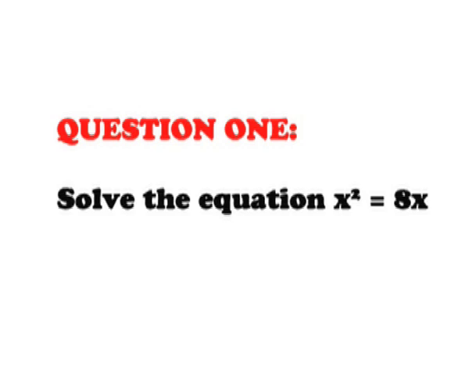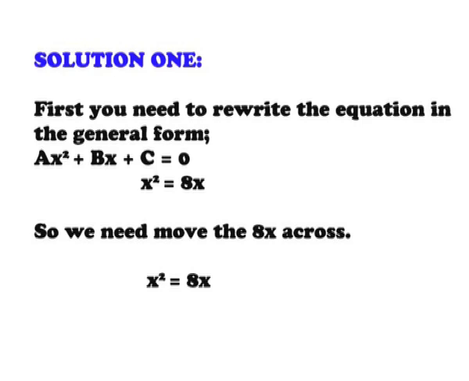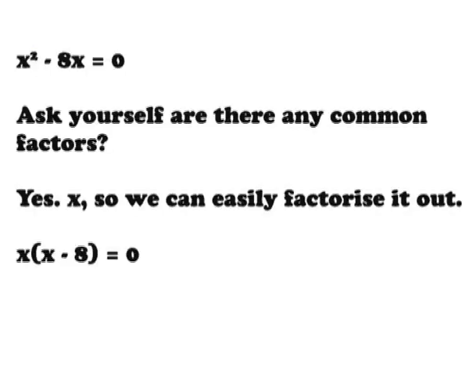Let's take a typical quadratic question. Question 1. Solve the equation x squared equal to 8x. The solution for this particular question will be, first you need to rewrite the equation in that general formula. You remember that we had x squared equal to 8x. So we need to move the 8x across the equal to sign. So now the 8x moves across the equal to sign and it becomes a minus. So we've now arranged it in the quadratic formula. We've got x squared minus 8x equal to 0.